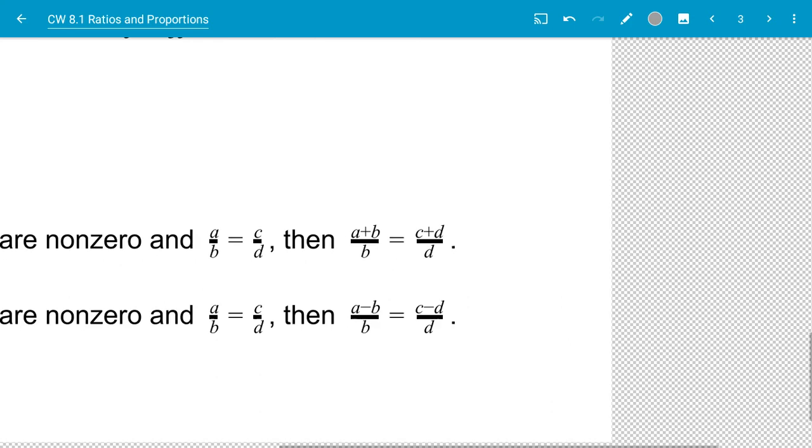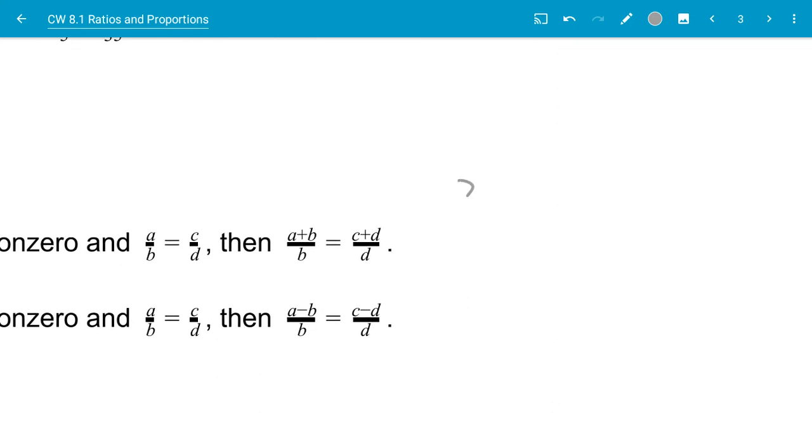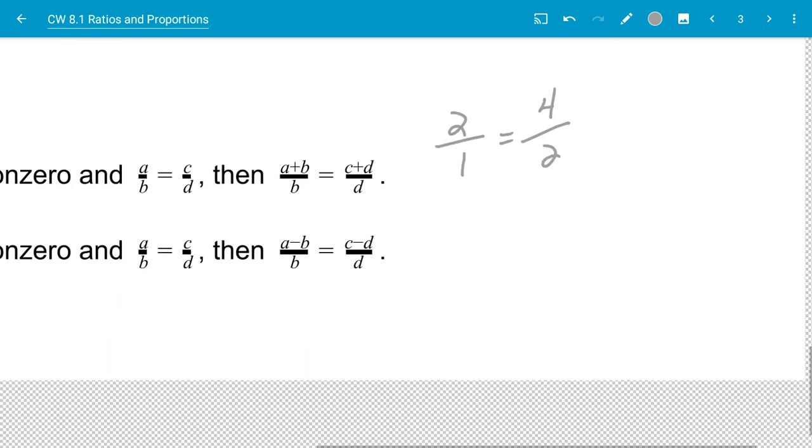So let's take a look at this first one. Let's say that I have 2 over 1 is equal to 4 over 2. So we'll take that proportion there.